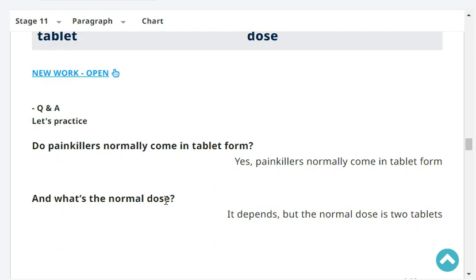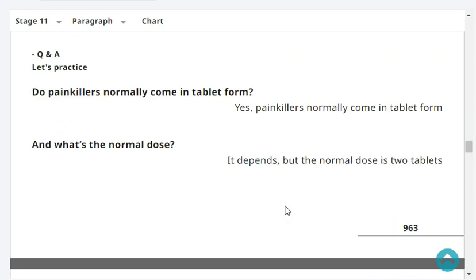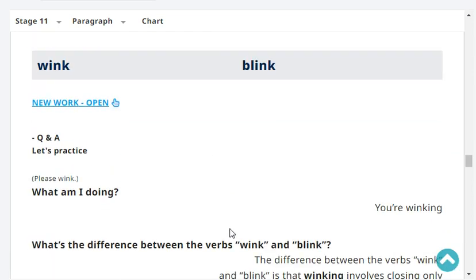Do painkillers normally come in tablet forms? Yes, painkillers normally come in tablet forms. And what's the normal dose? It depends, but the normal dose is two tablets. Very good.